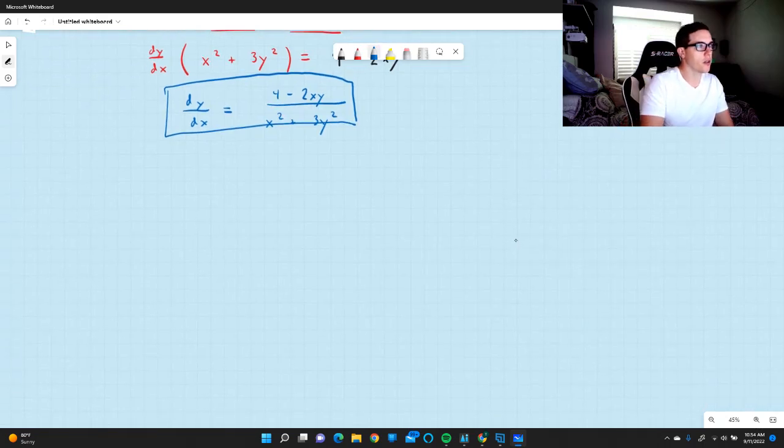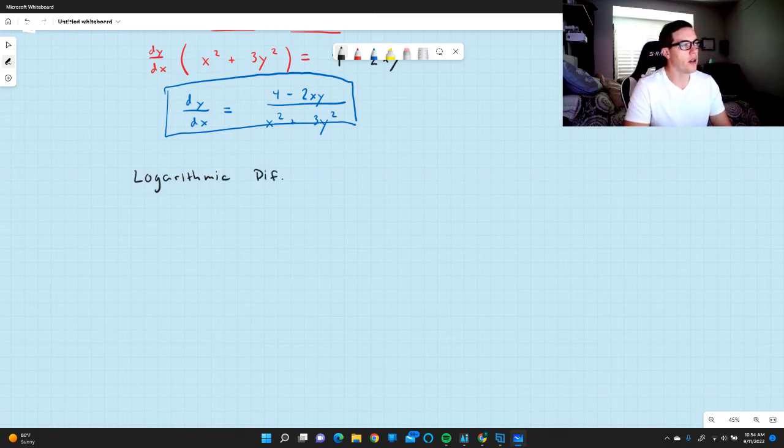I'm going to show you something called logarithmic differentiation. Okay, so what on earth is logarithmic differentiation? We did not do this last year. We don't do a lot of it this year, but it's a very neat strategy for when you have something like this. Let's say you have something like x to the x power.